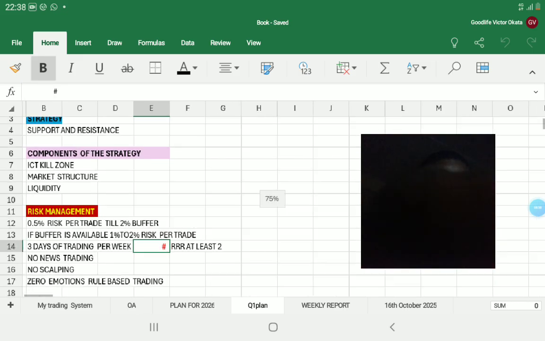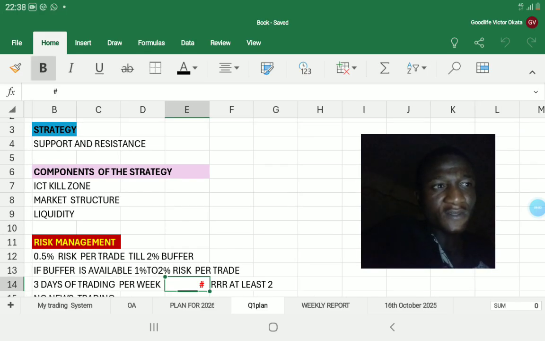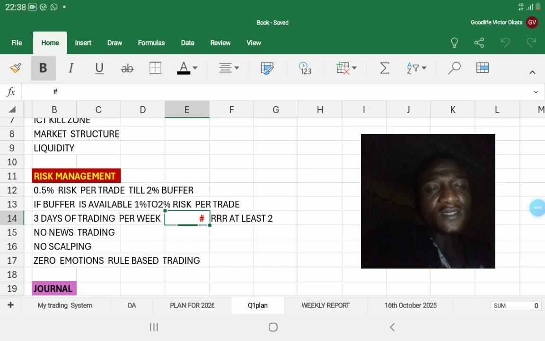You can see, let me zoom in. The strategy: support and resistance, very simple. Then components of the strategy: ICT Q zone, market structure, liquidity, risk management, 0.5% risk per trade till a 2% buffer. What does that mean? I'll be risking 0.5% until I have 2%. Then the second rule says, if a buffer is available, 1% to 2% risk per trade. So if my buffer is up to 2%, I can risk 1%.